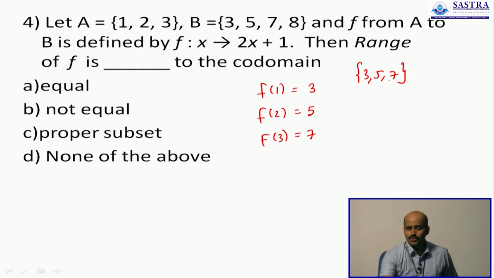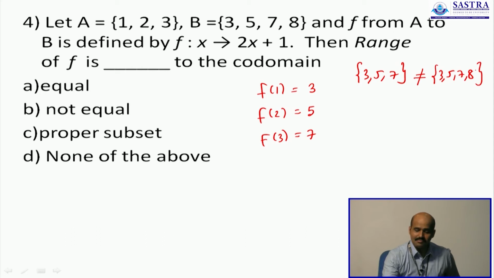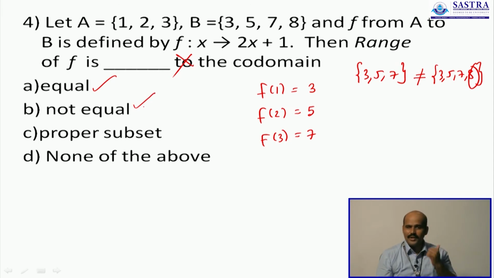and we are asked to comment on this set. The range of f is equal to the domain. It's actually not equal to the domain because it misses the elements 5, 7, 8. 8 is missing, so equal cannot come, equal is wrong. Not equal is actually right, because two sets can be equal only when each is a subset of the other in both ways, and you can't have that. They are not equal, and therefore option B makes sense.